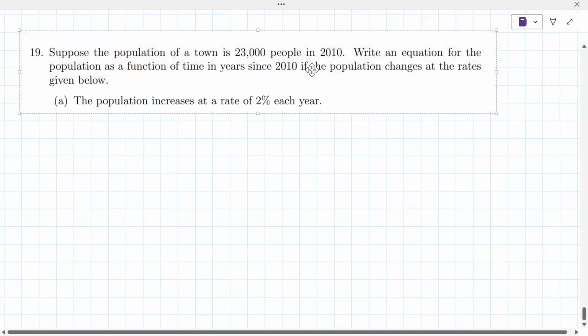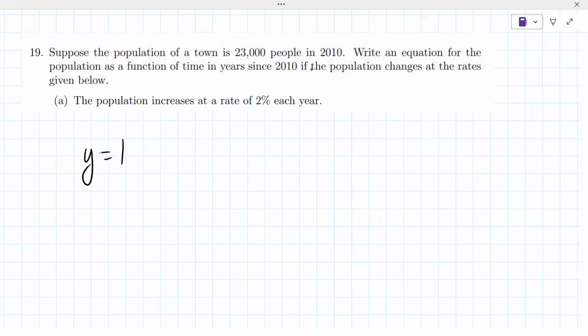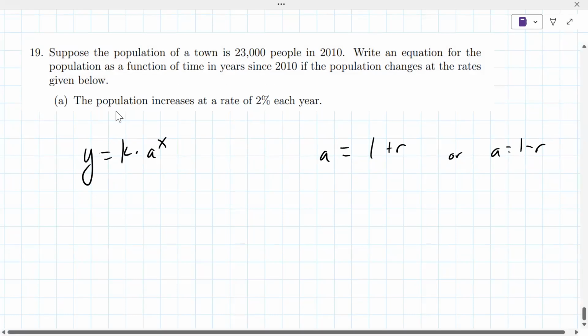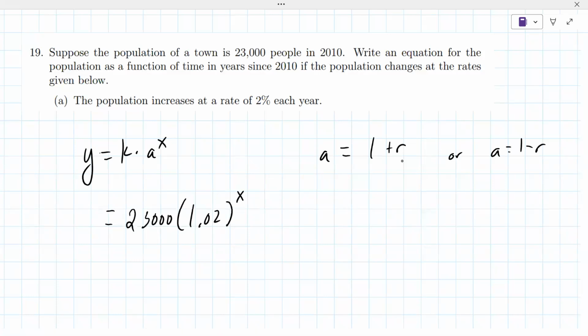So for this one, it's the same formula. It's y equals k times a to the x, but a is either 1 plus r or 1 minus r, depending on the scenario. So what would the value of a be in this scenario? It would be positive, so it would be 1 plus r. What's the value of r? 0.02. Okay, I heard the right things there. So k is the initial amount, 23,000, times 1.02 to the power of x or t, like that.